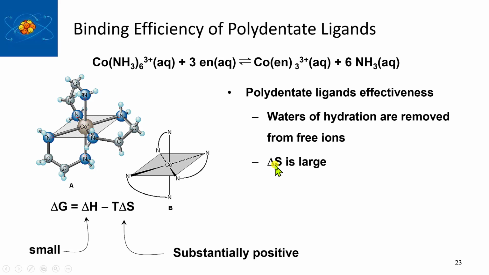Okay, so delta S is large and positive. We're removing waters of hydration. So what that does, and because delta H is small, because you have the same number of coordination bonds before and after the reaction, you end up getting a relatively large negative delta G, which means K equilibrium constants will be large.